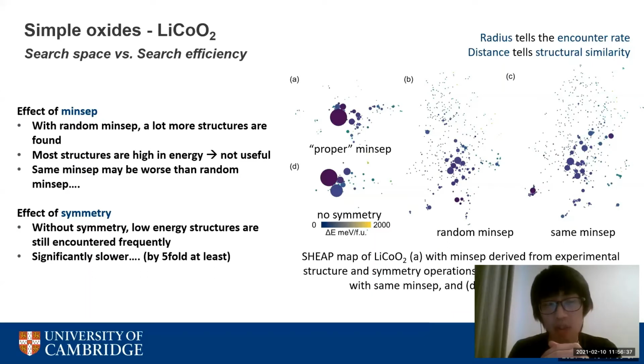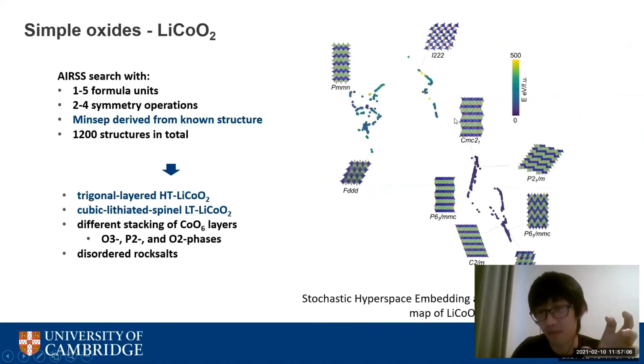What I also want to say is that constraining the search space is very important to get an efficient search. The constraints we put on the search are these two: the minimum separation, and the symmetry. So I will show you how these constraints affect our search using this very simple system. So here is a sheet map of the search with different constraints. The sheet map is a little bit different from this one.